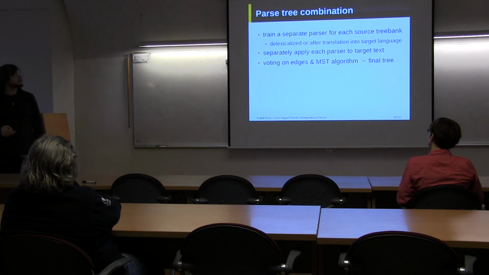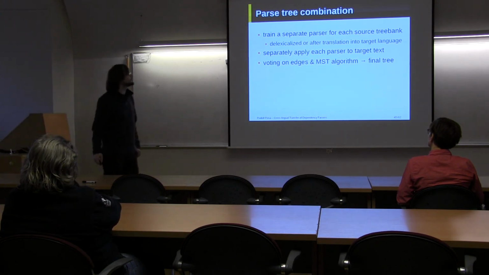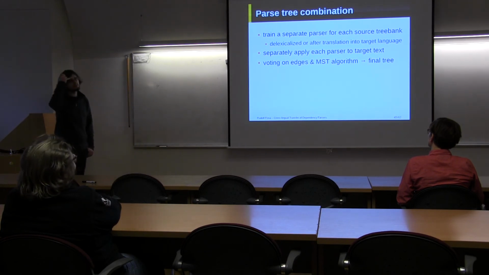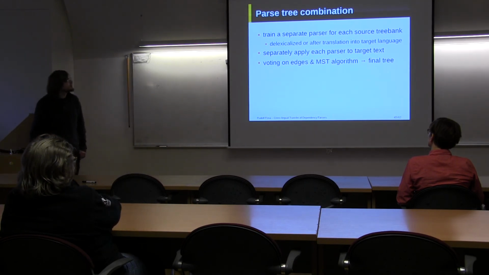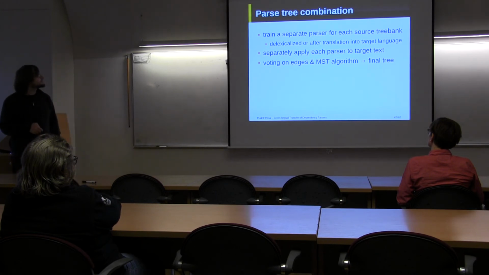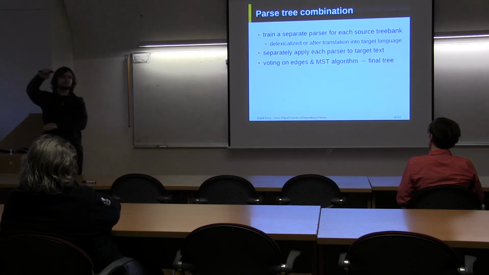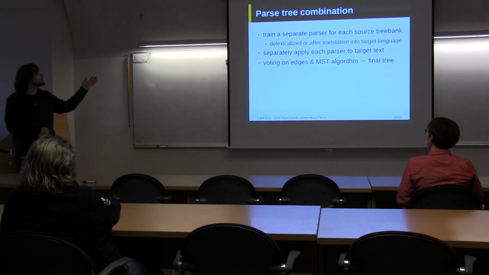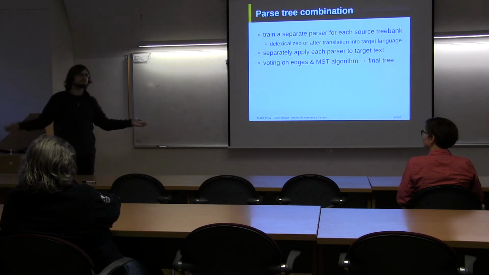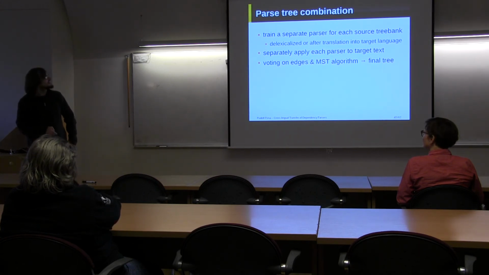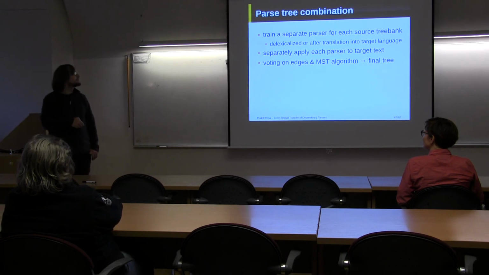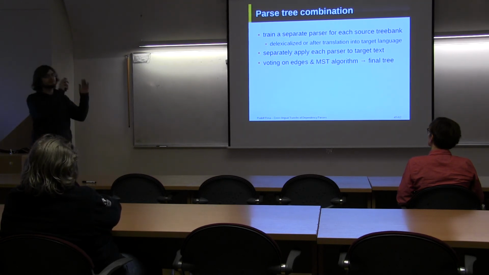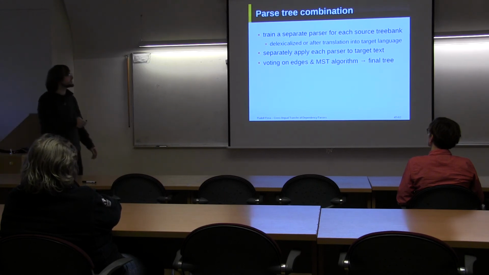The parse tree combination method is relatively simple. It was invented by Sagae and Lavie in 2006 or so for monolingual parser combination. You train a separate parser for each of the tree banks. So if you have 30 tree banks, you train 30 parsers, either delexicalized. These experiments were delexicalized, so the numbers will be for delexicalized, but you can do it after translating into the target language and you have a lexicalized parser. Then you have this sentence, and you can just apply all of these 30 parsers to the sentence, and the parsers can then do voting.